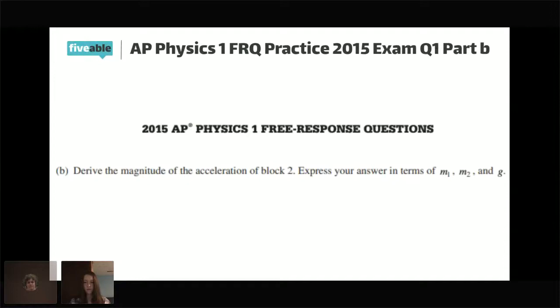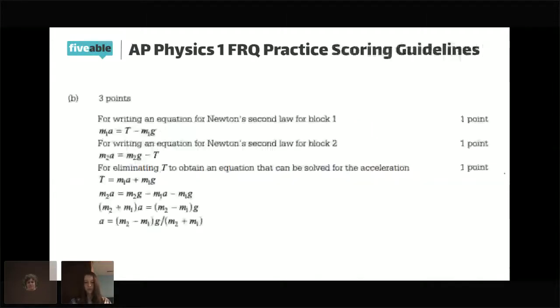The next part says derive the magnitude of the acceleration of block 2. Express your answer in terms of m1, m2, and g. So the first thing you actually need to do is define a positive direction for yourself. So we see m1a equals T minus m1g.